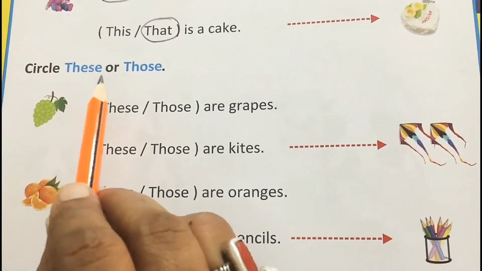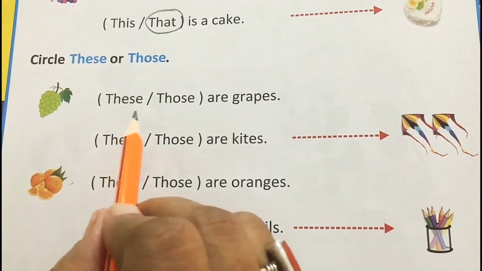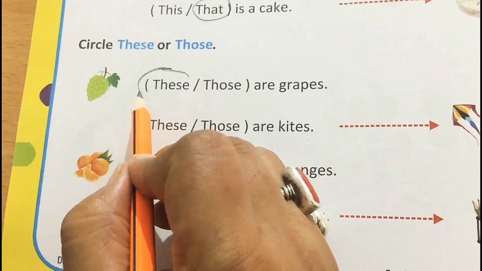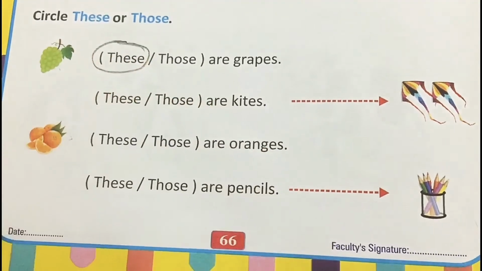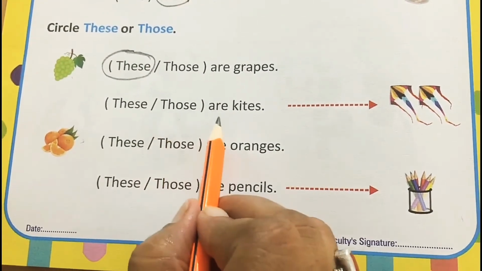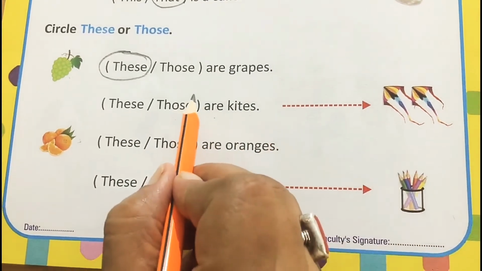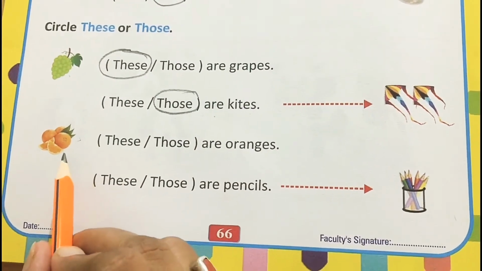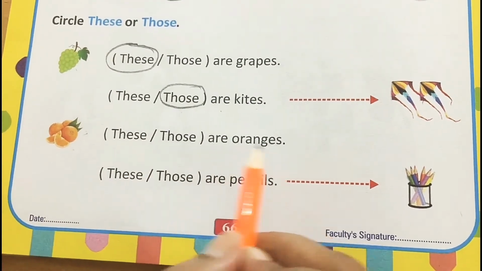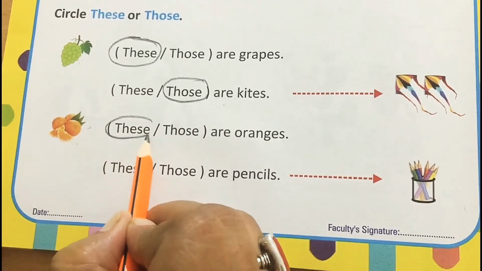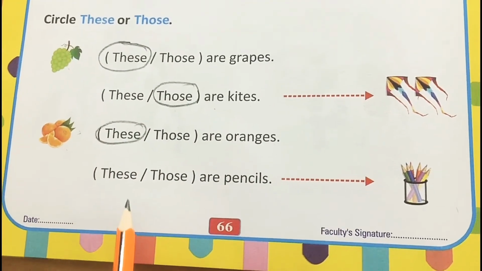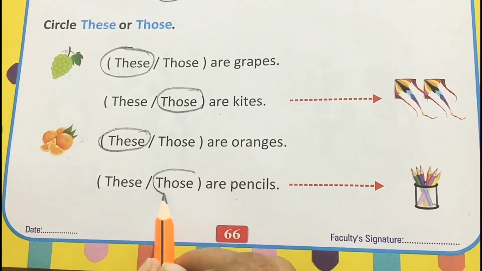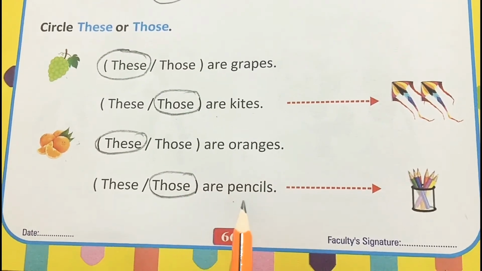Now circle these or those. These are grapes because grapes are near to us. Those are kites because kites are far from us. These are oranges because oranges are near to us. Those are pencils because pencils are far from us.